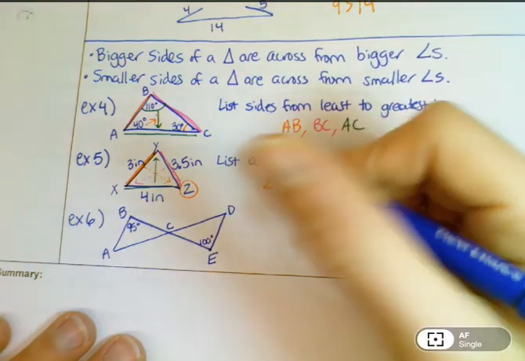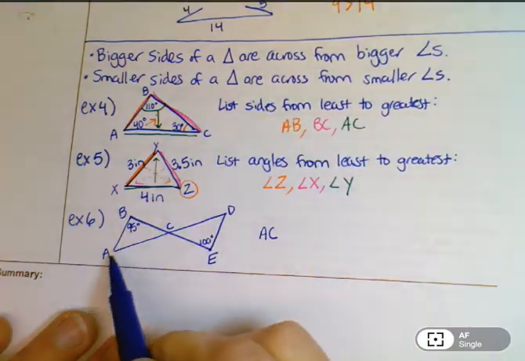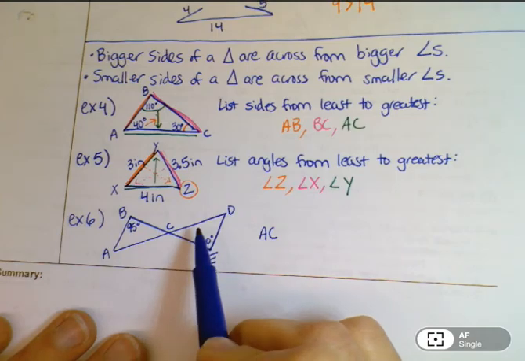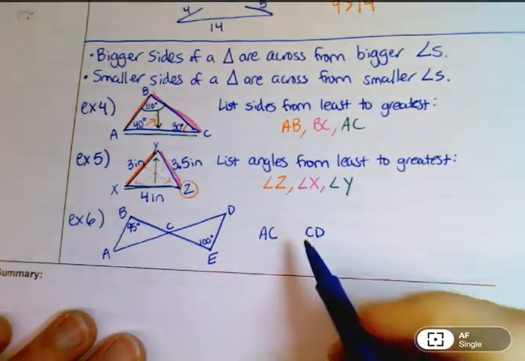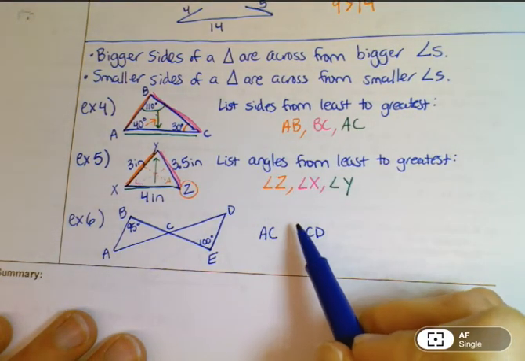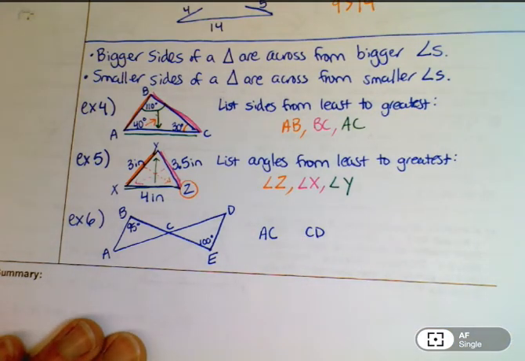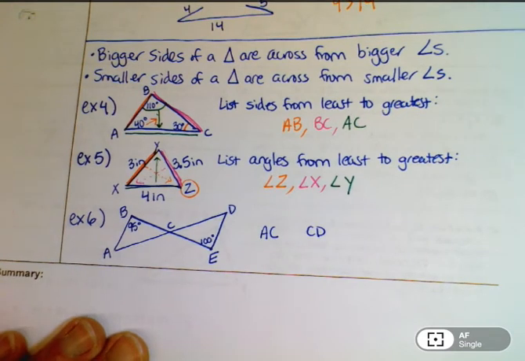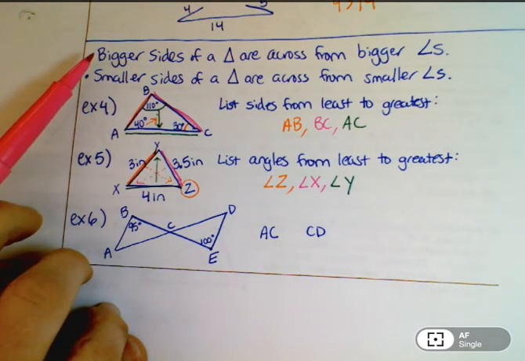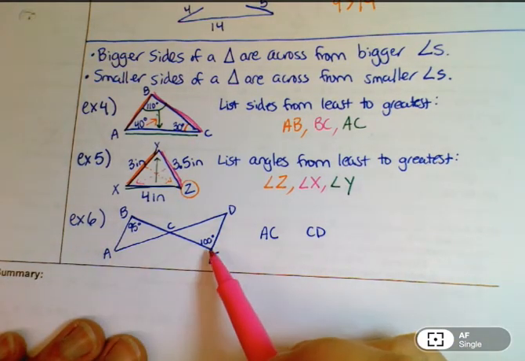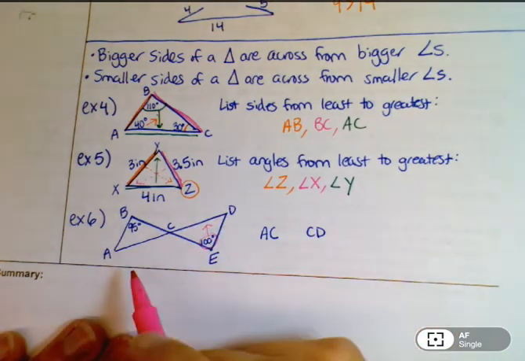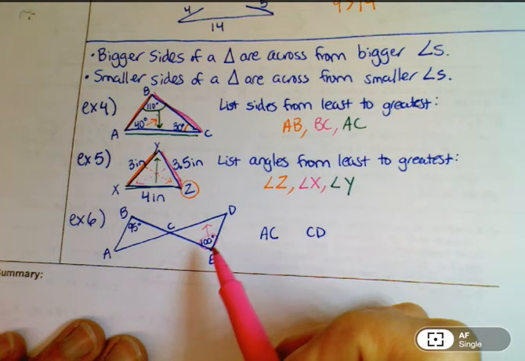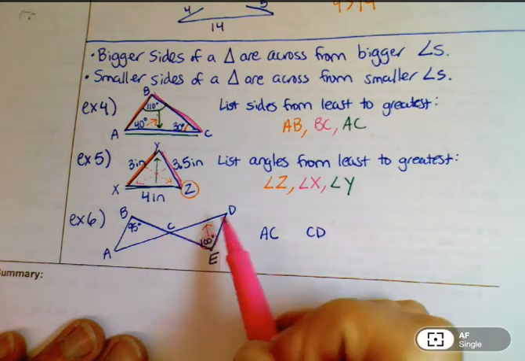So I'm going to look at side AC because it's across from an angle I know, and I'm going to look at side CD because that's across from an angle I know. And I want to be able to put an inequality symbol here, greater than or less than symbol, to show which side is going to be bigger. And even though, again, we don't know exactly what the side lengths are, we do know which one is bigger because bigger sides of a triangle are across from bigger angles. So our bigger angle here is this one, 100 degrees, and that's across from CD. That's going to be bigger than the side that's across from 95 degrees because the angle's bigger. So CD has to be the bigger side.